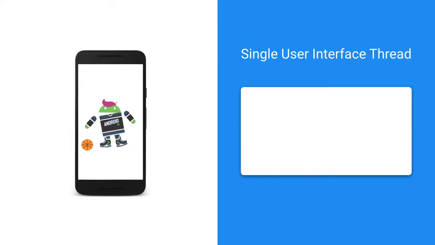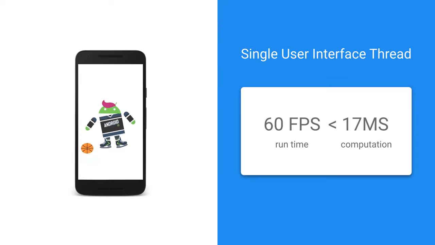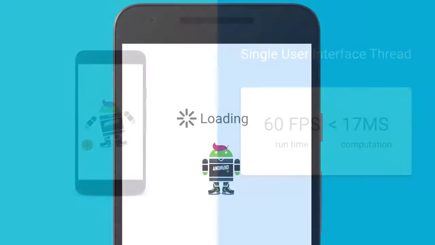To make things easier on the developer, Android apps have a single user interface thread. This thread is responsible for getting events from the various sensors and setting up the next frame to draw. To run at an ideal 60 frames per second, we need to make sure that all the computation between draws takes less than 17 milliseconds, which is pretty fast. In other words, we want to do as little as possible on this main thread.